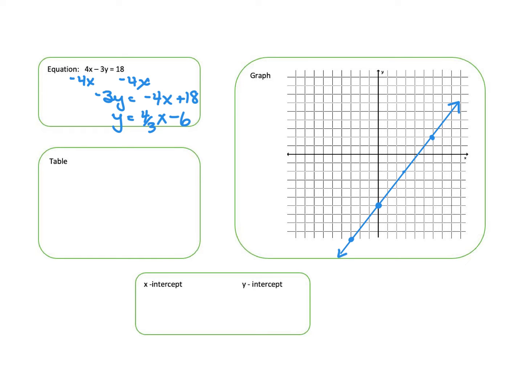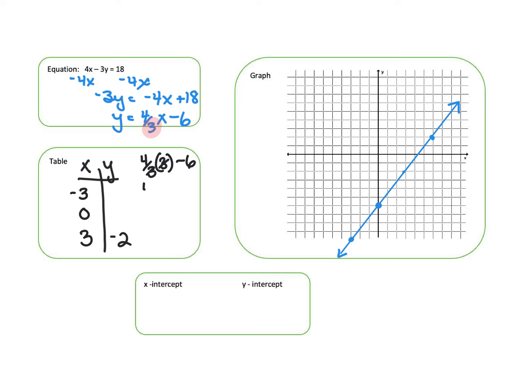Now I'm going to make my XY table. So I'm going to pick some smart values. Since 3 is in the denominator of my fraction, I'm going to pick multiples of 3, things like negative 3, 0, positive 3. And if I do 4/3 times 3 minus 6, that's going to give me, let's see, 4 minus 6 would be negative 2. And I just realized I plugged in positive 3, so that means this one would be negative 2.